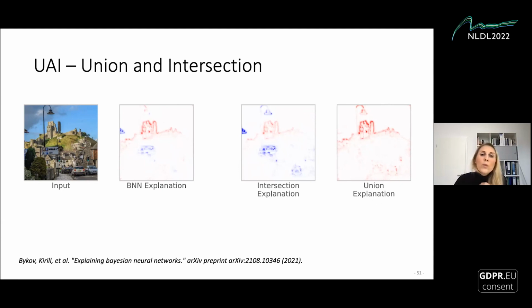And if we compute the union explanation, so taking into account all the information of the different Bayesian neural network, we see there are a lot of different areas that play a role in the prediction of the class castle for all the different networks.